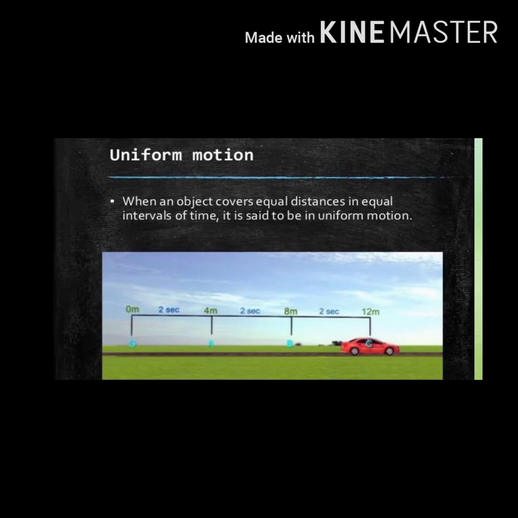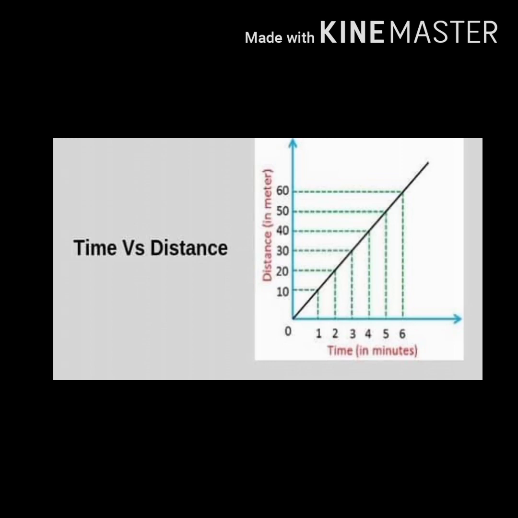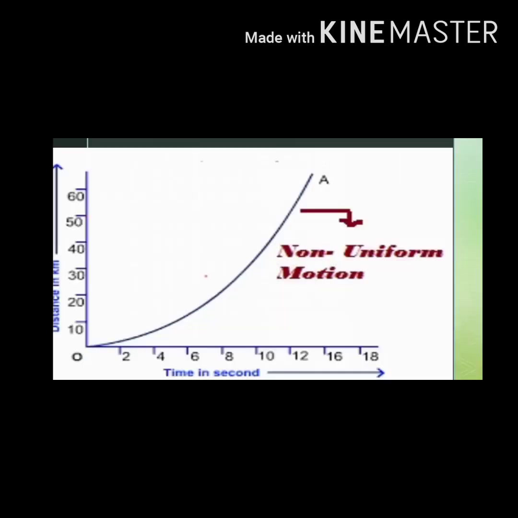So, uniform motion is when an object covers equal distances in equal intervals of time. The distance time graph for a body having uniform motion is a straight line. The distance time graph for a body having non-uniform motion is a curved line.